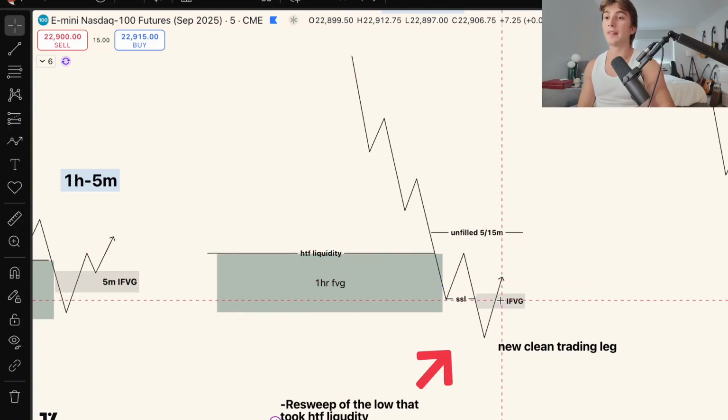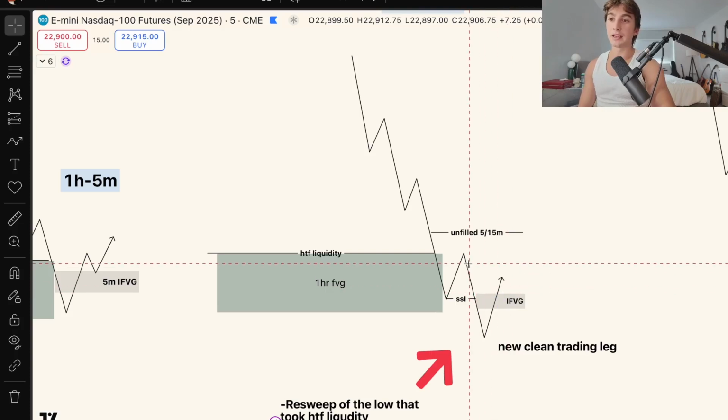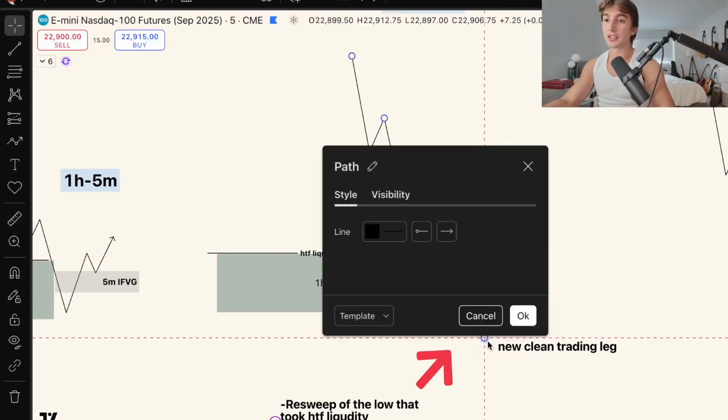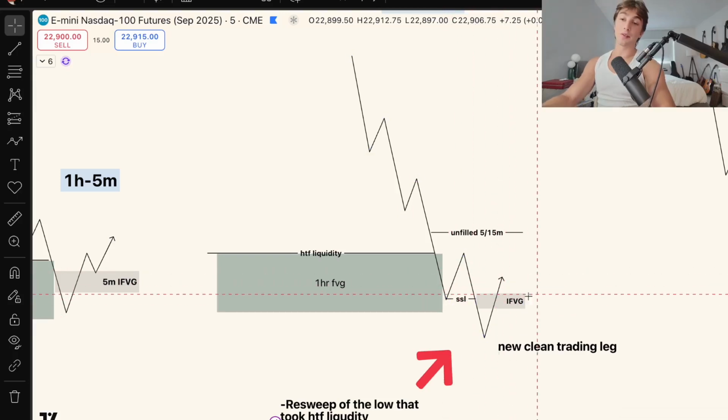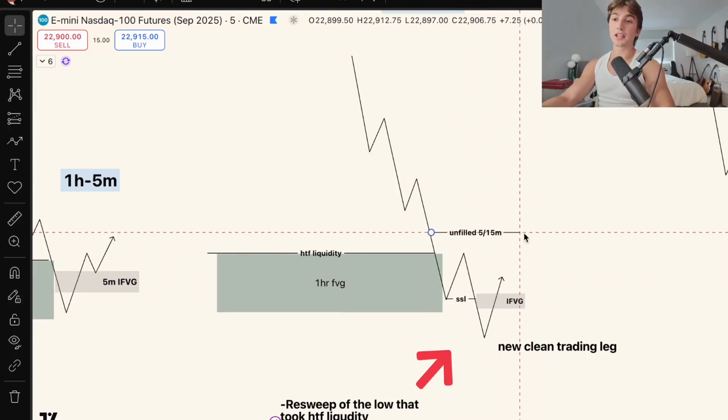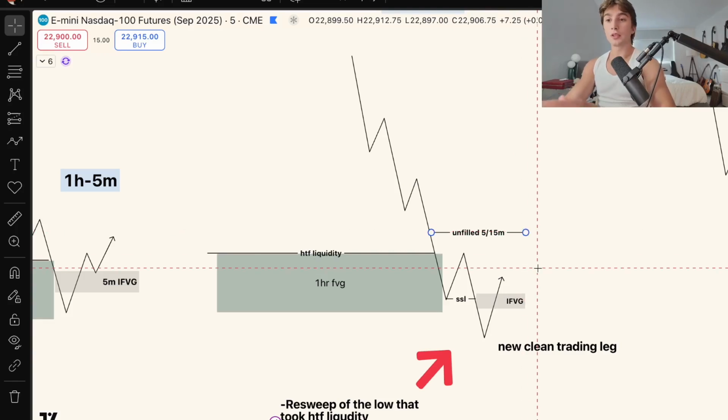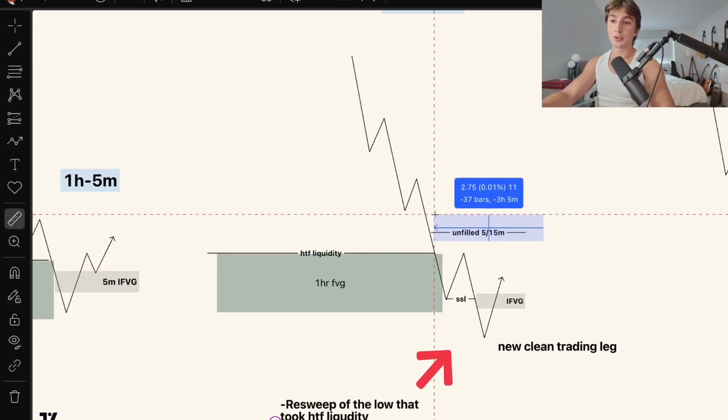You'll get a resweep, and then on that next play with a clean trading leg, you get a clean new trading leg that resweeps this low. That's where, if you get an inversion, it's most likely to play out, and that's when you can look for a mech long, or if you got a PDI, you target those unfilled gaps.